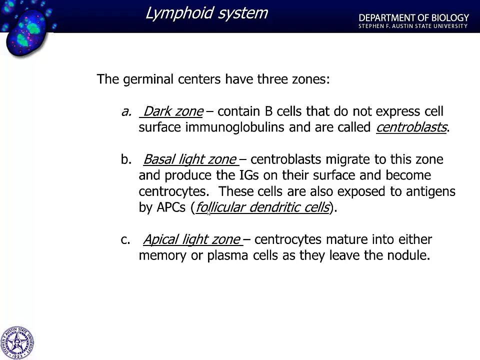Now, the apical light zone is where, again, these centrocytes are moving up, and they mature, and they're either going to become memory cells or plasma cells, so they're leaving the B cell past behind. And now they're cloning, mounting either a primary or secondary immune response, and as they become memory and plasma cells, this is where they leave the nodule and enter into the circulation.